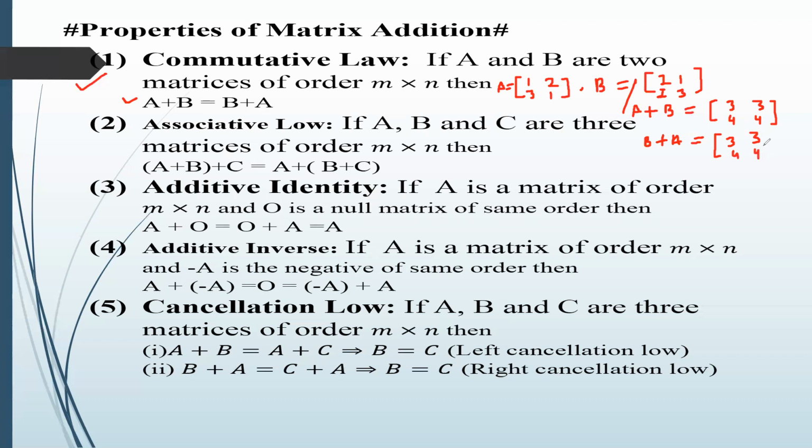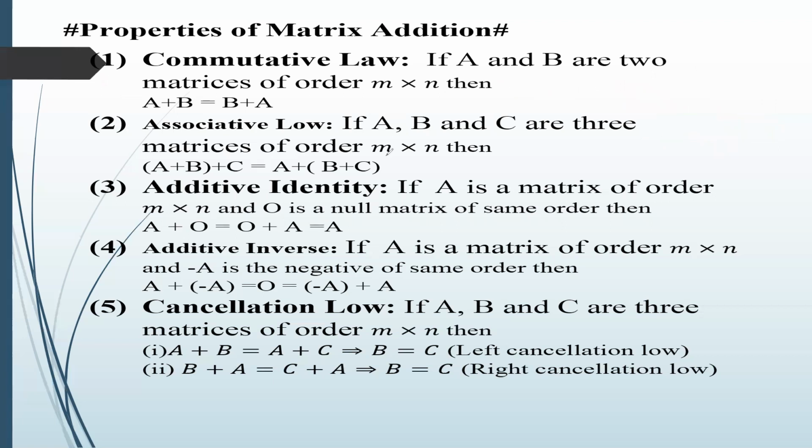Now we go for associative. If A, B and C are three matrices of order m by n, then first we add A plus B and then we add C, and this is equal to first we add B plus C and then we add A. So this is associativity.